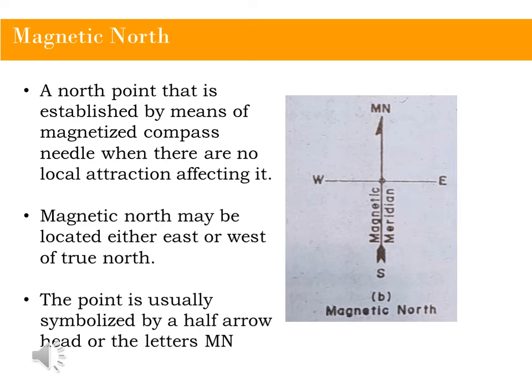Magnetic north is a north point that is established by means of a magnetized compass needle when there are no local attractions affecting it. Magnetic north may be located either east or west of true north, and the point is usually symbolized by a half arrowhead or the letters MN.